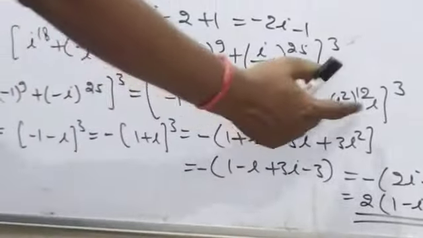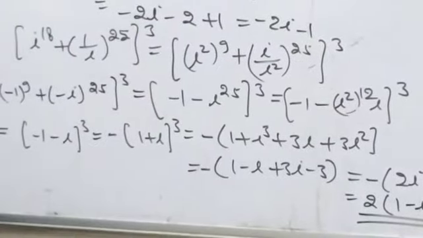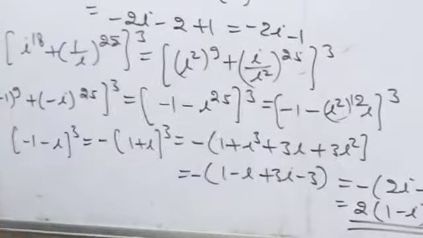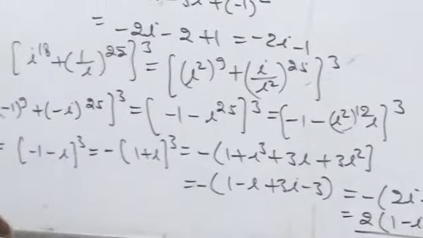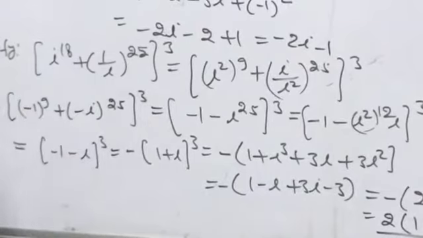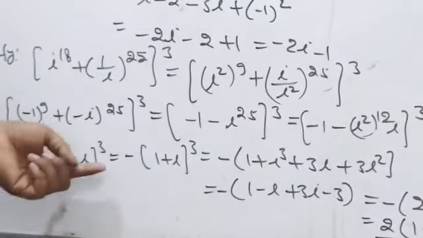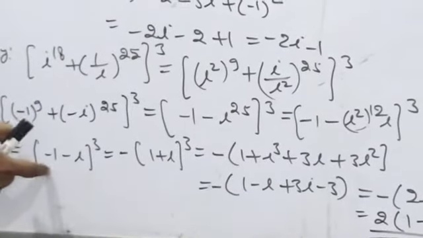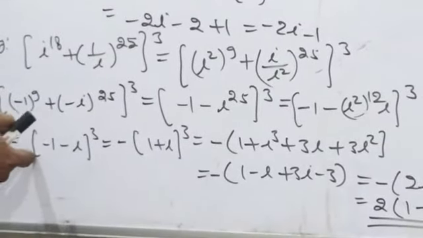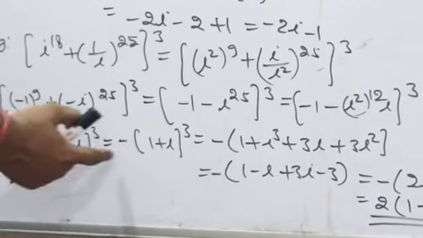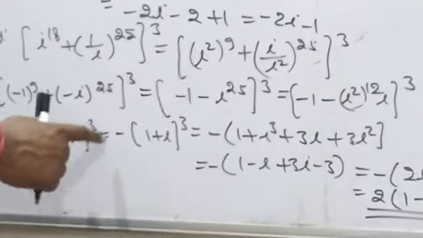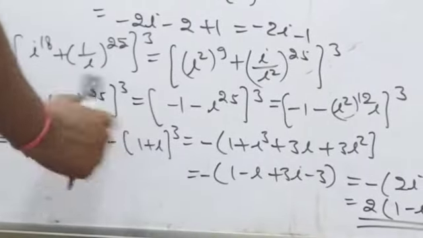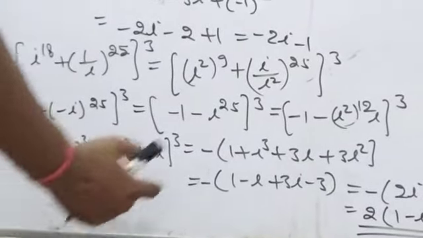Then (minus 1) power 12 is equal to plus 1. Minus into plus means minus i also here. Then minus 1 into minus i, here (minus 1 minus i) whole cube. Now going to take minus common from the bracket. The minus power is an odd number, so the minus sign comes outside. Inside the bracket, (1 plus i) power 3 is equal to minus.